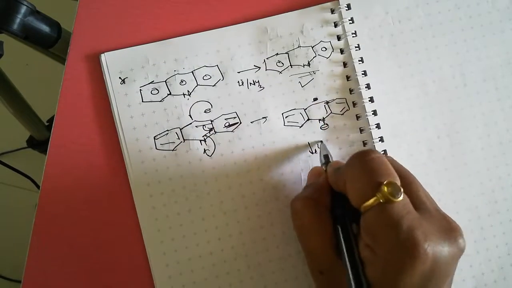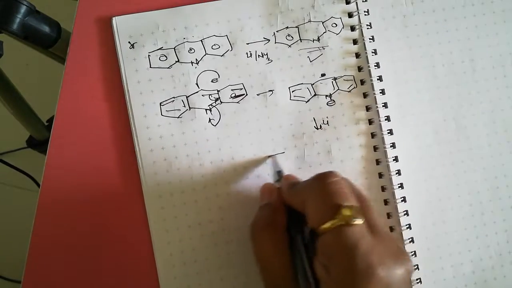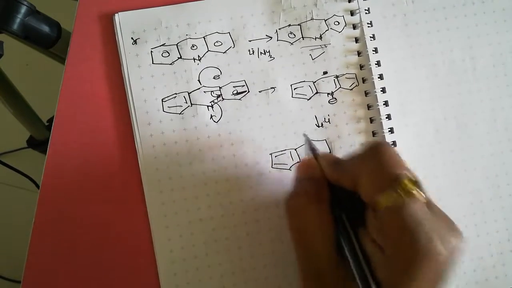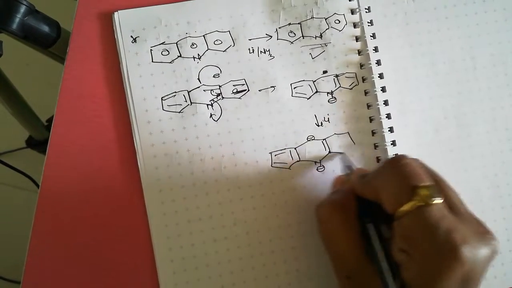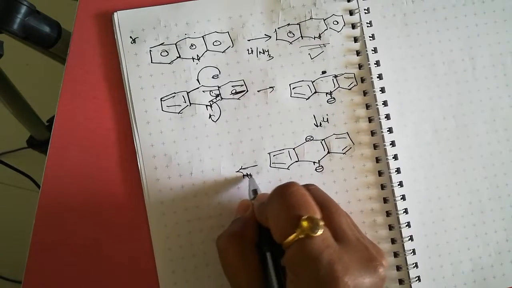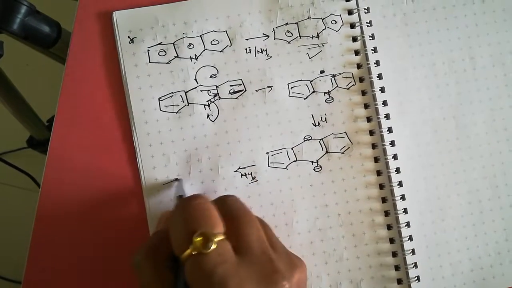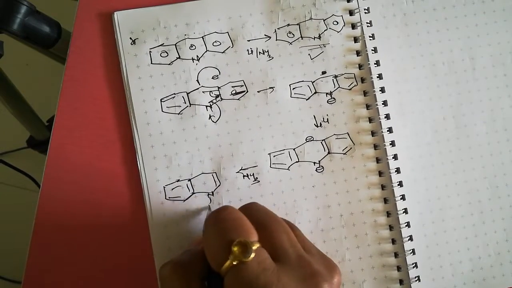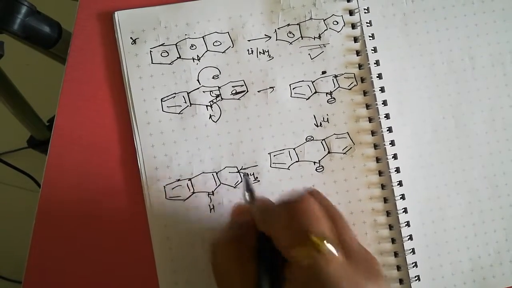Then again lithium transfers its electron here and we get here negative charge. Then ammonia transfers its proton to these two negative charges and we get this product.